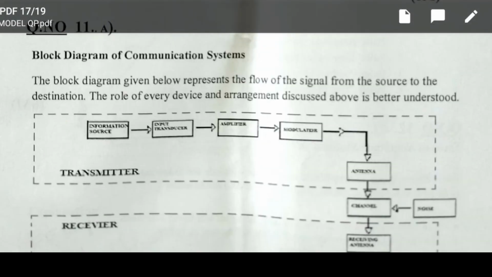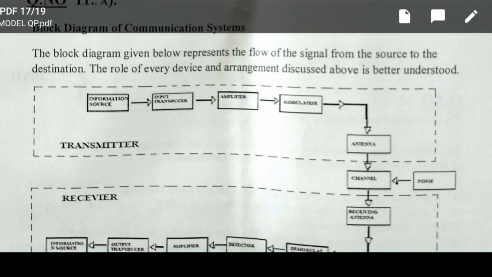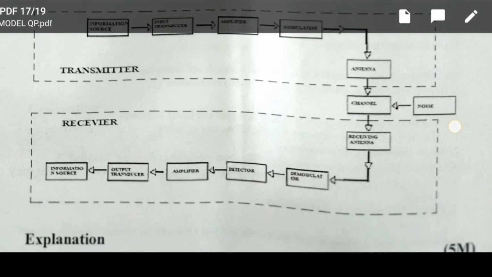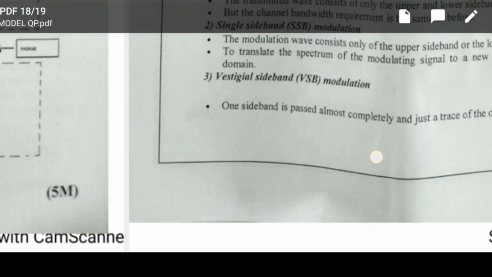Communication system block diagram: whatever the source is, it is converted by using a transducer, then amplifier and antennas, receiving channel. The transmitter consists of this. And the receiver consists of parts such as detector, demodulator, modulator. The parts in the receiver must be remembered.